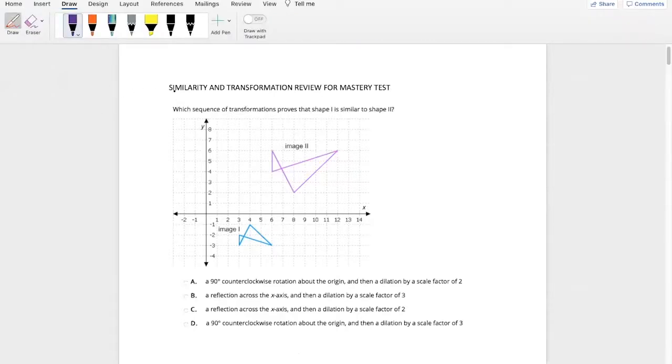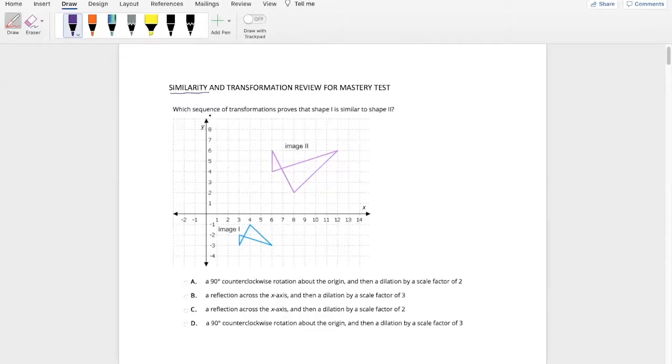This lesson was talking about similarity. When shapes are similar, they look the same, but they may not be the same size. So we say their sides are proportional. They have some type of a proportional relationship. So you'll be seeing how we use that in some of the problems.